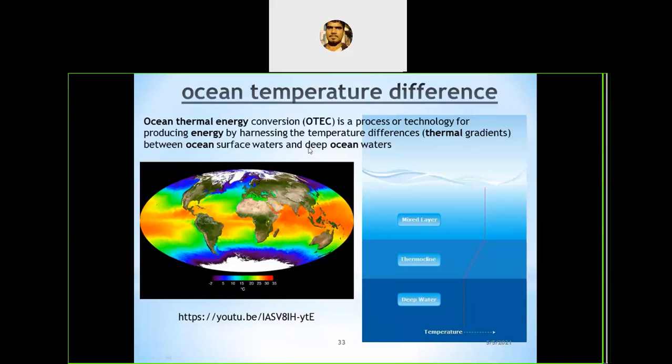The top layer always has a higher temperature, and the middle or intermediate layer has a moderate temperature, and in the bottom there is another temperature, as you can observe in the figure. This difference in temperature we can use for generation of energy. This process is called OTEC, meaning ocean thermal energy conversion.